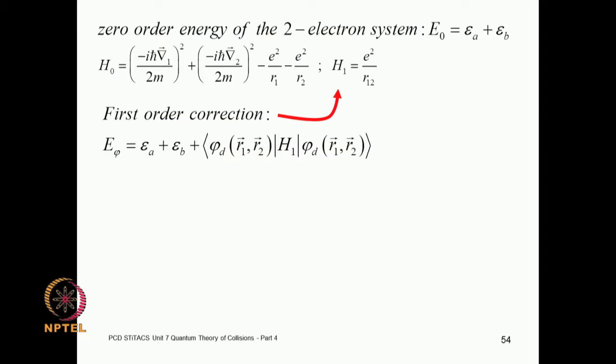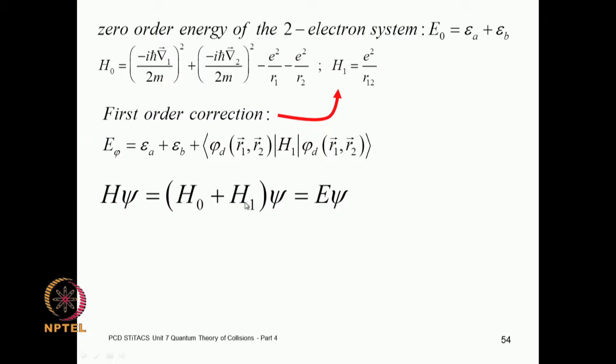And the first order correction, when you do include the interaction, if both the electrons were in the discrete, would then be given by the matrix element of the perturbation Hamiltonian in the unperturbed states, which is phi d, which is just the product of those two one electron hydrogenic states. So this would give you the first order correction. So this goes into the energy matrix E phi. Okay, so we are going to construct the energy matrix for various possibilities.